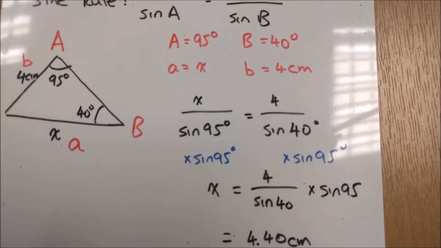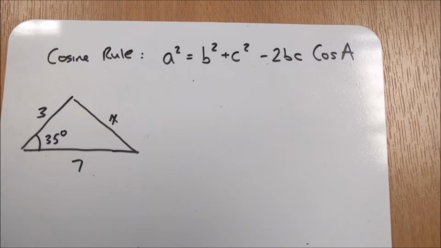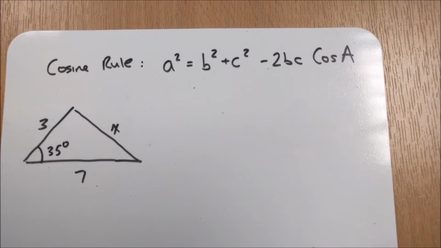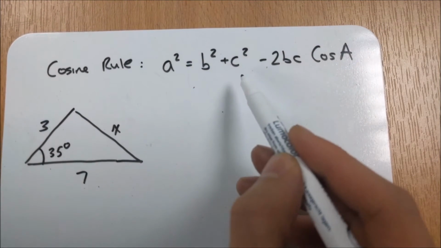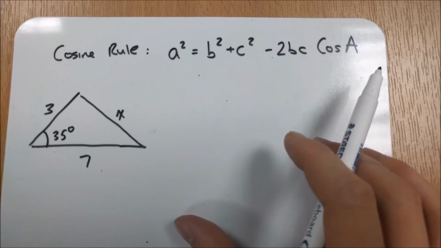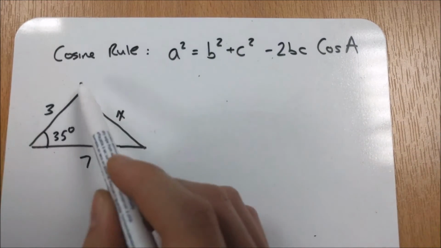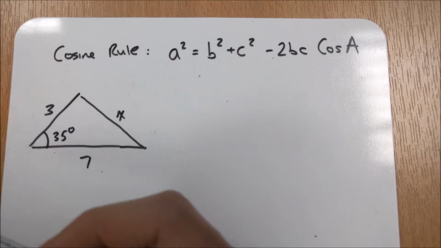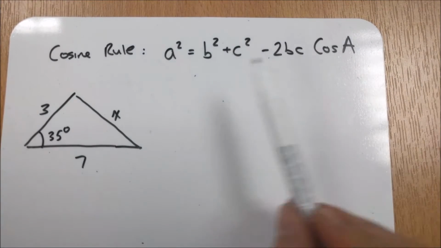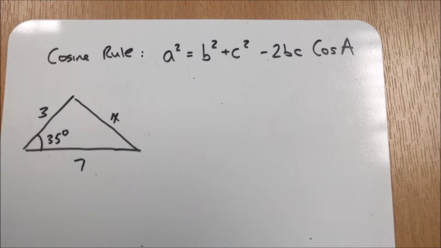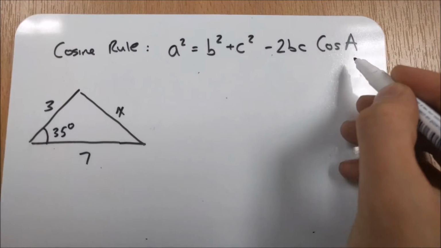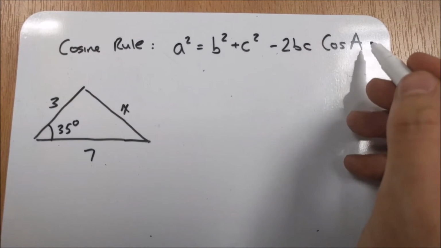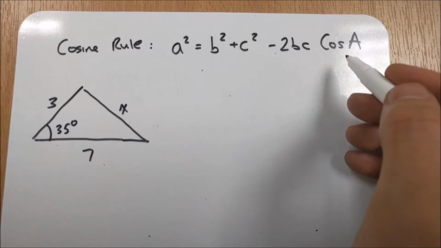We're going to move swiftly on to the cosine rule. The cosine rule is a squared equals b squared plus c squared minus 2bc cos A. The cosine rule is used when you have three sides and one angle. Now, in the cosine rule, the labeling is slightly different because you know one of the angles. There's only one angle in your formula, and that angle is this capital A. So whichever angle you have, that will be labeled capital A, and everything else will follow.